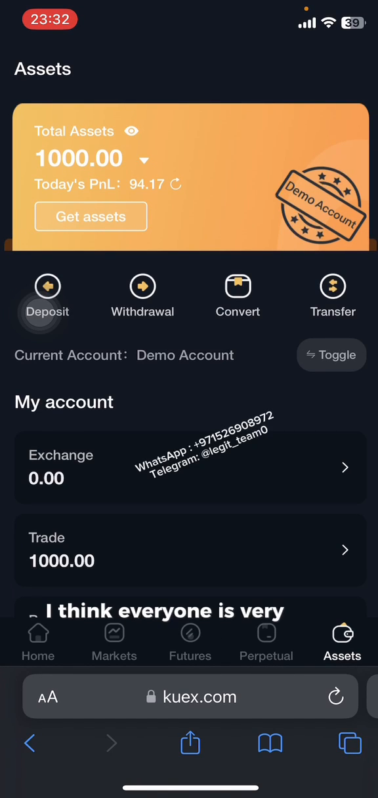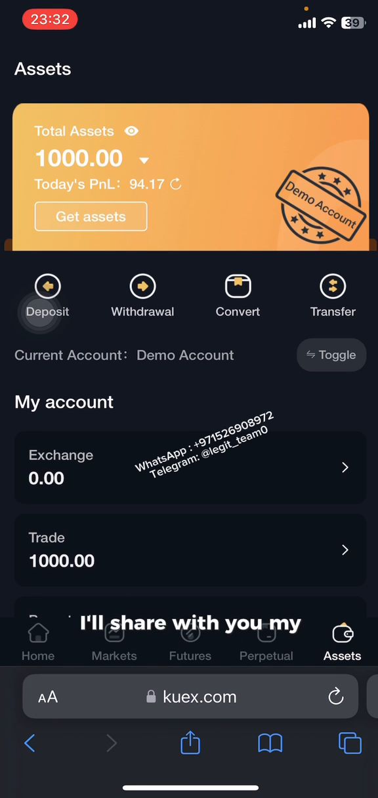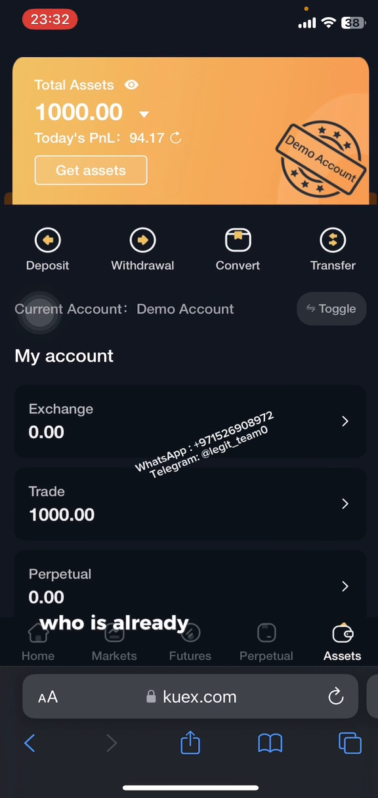I think everyone is very fine and waiting, with a lot of confusion about where we should go for Kuex or not. Okay, so I'm going to give you an explanation and show you how we are doing the trade. I'll share my profit history and everything, and also how we are getting the support. Those who have already joined with us, congratulations.